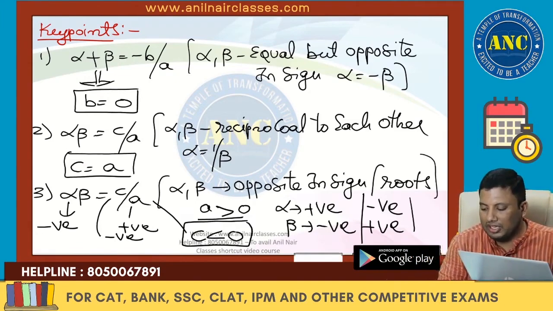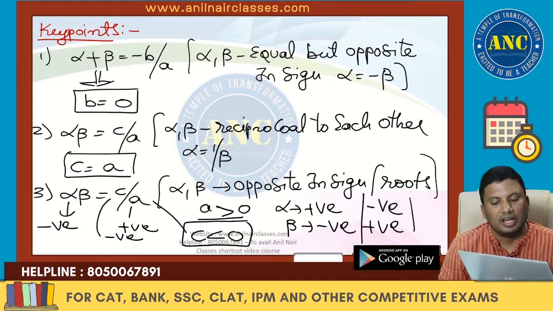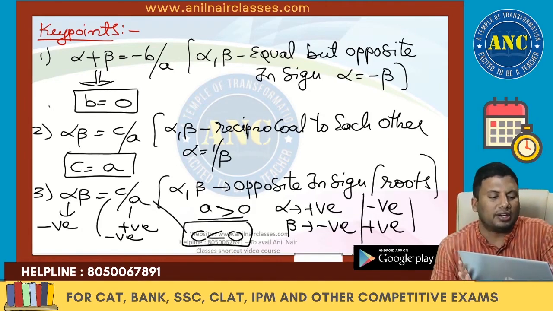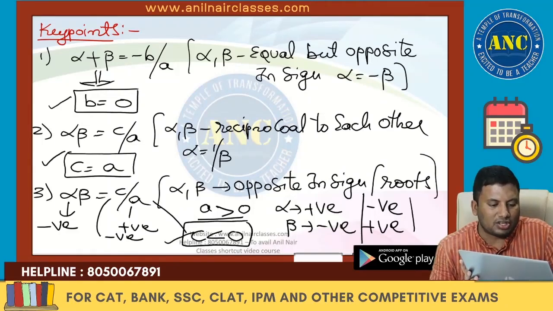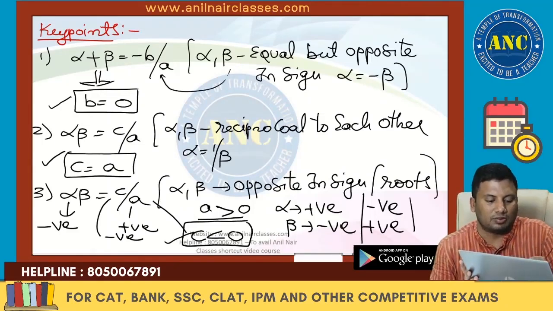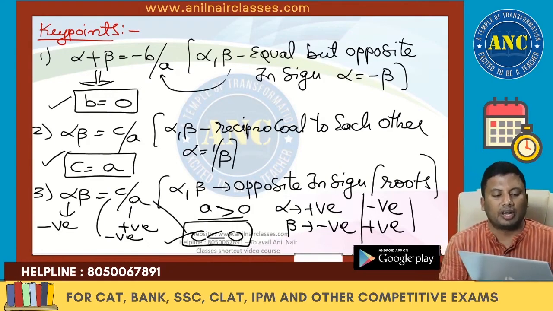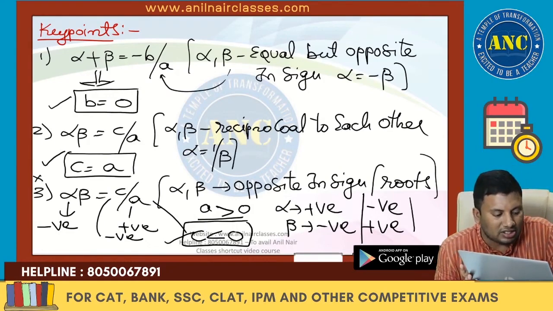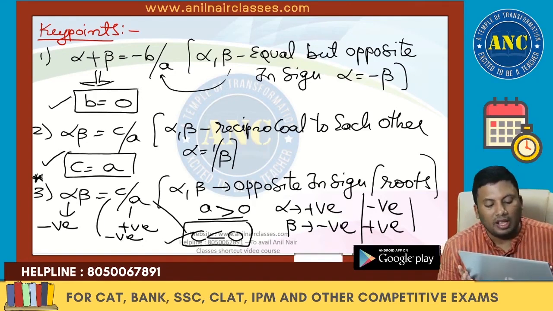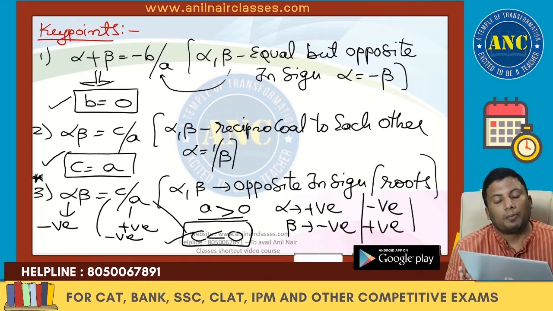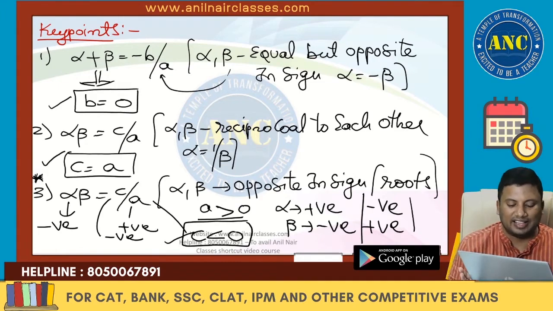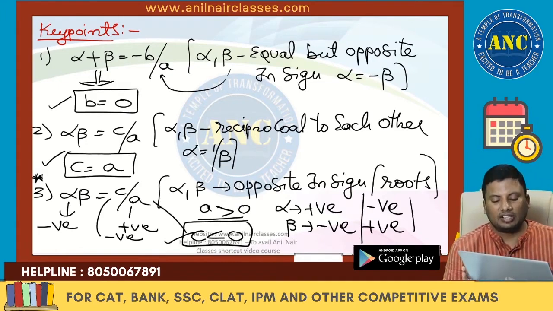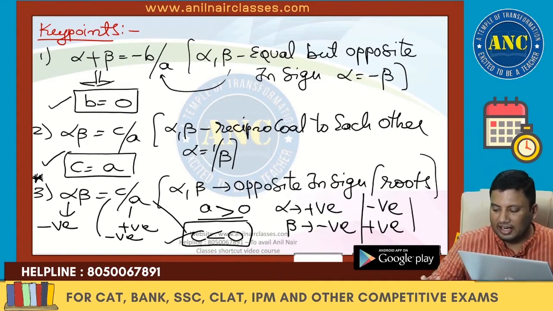Make a note of these 3 important key points. If the roots are equal but opposite in sign, B equivalent to 0. Roots are reciprocal. You don't need to remember all these. In the box, you can deduce it by using this one. Third one is extremely important. If the roots are opposite in sign, positive, negative, it will be negative. A is positive, C will be less than 0. I hope the idea is clear.